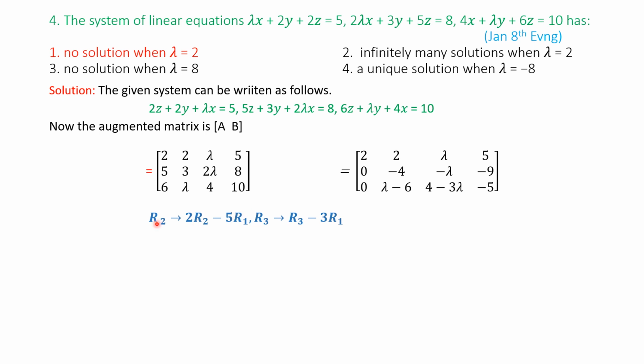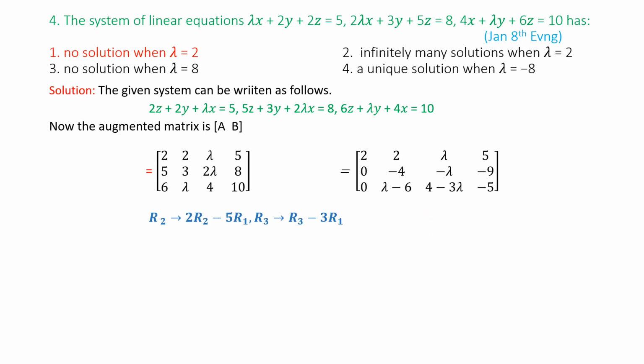Now we can apply row transformations. R2 changes to R2 minus 5R1 and R3 changes to R3 minus 3R1. Then the resulting matrix is: first row does not change, second and third rows changed to 0 minus 4 minus lambda minus 9, 0 lambda minus 6, 4 minus 3 lambda and minus 5. So this is the matrix. Now here we do not apply any transformations for this matrix because lambda minus 6, 4 minus 3 lambda and minus lambda are arbitrary variables or constants.